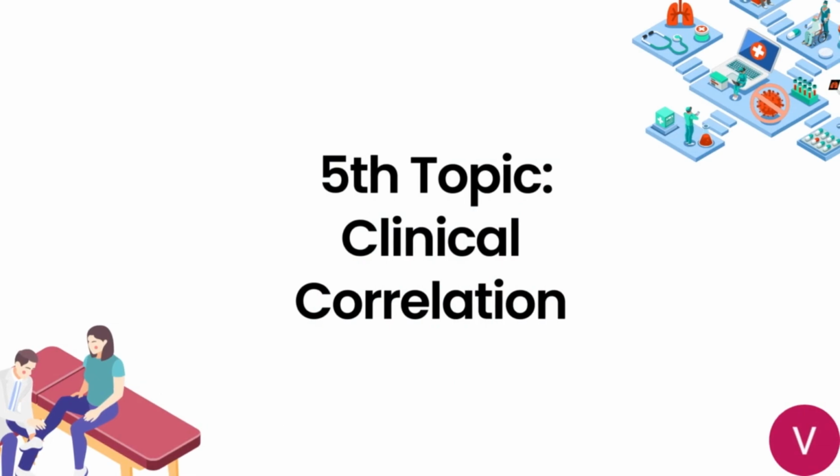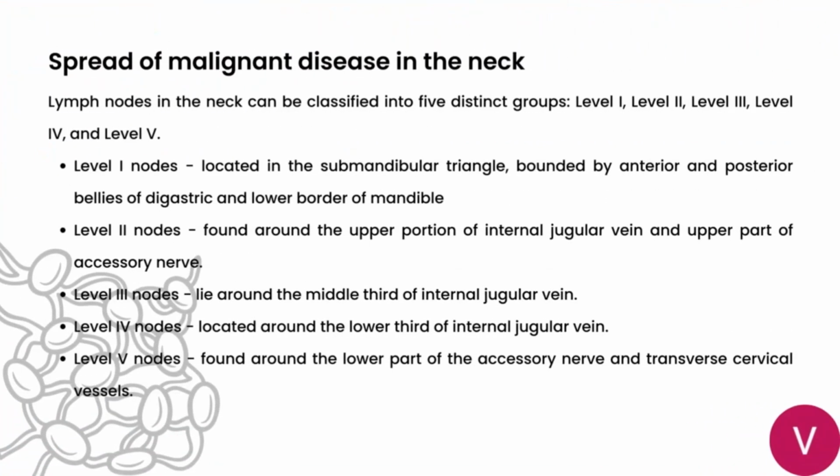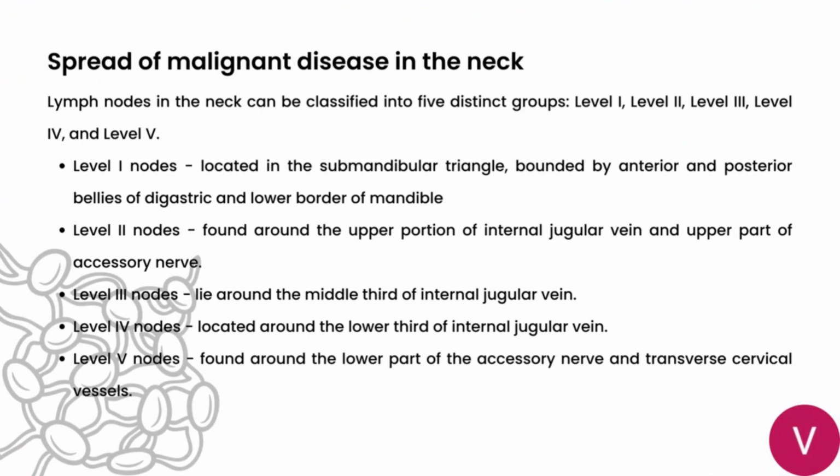In this part, I will discuss the only clinical correlation that I have found in the Gray's Anatomy 41st edition book that we use: spread of malignant disease in the neck. Cancers in the head and neck region have predictable patterns of spread through lymph nodes in the neck. Understanding these patterns of spread is crucial for determining the appropriate surgical intervention for each individual cancer. Lymph nodes in the neck can be classified into 5 distinct groups: Level 1 to Level 5.